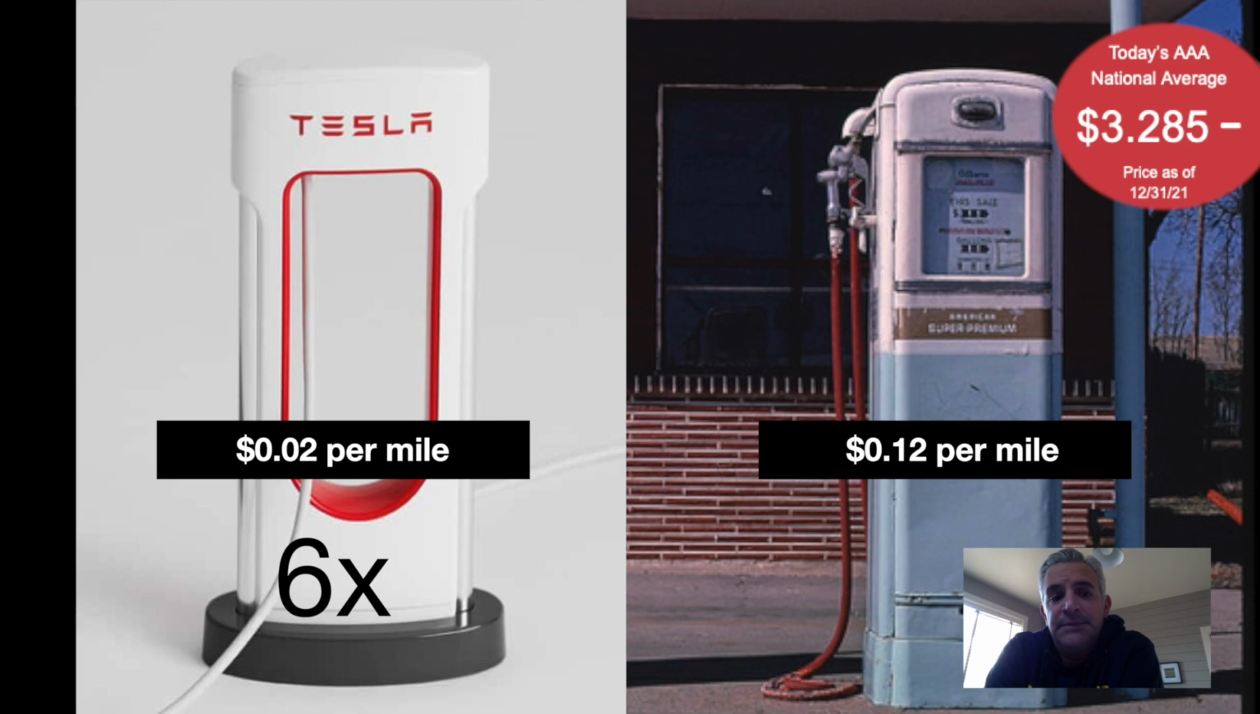And that's at 3.28 for the price of gas, and 26 miles per gallon for an average car. So you can adjust those as needed. But I think overall it's still going to be at least 6x, probably closer to 10x, depending on if you have an SUV or just a traditional vehicle.